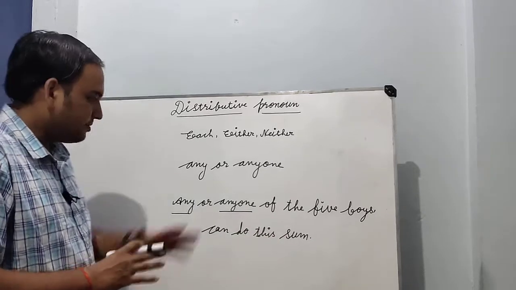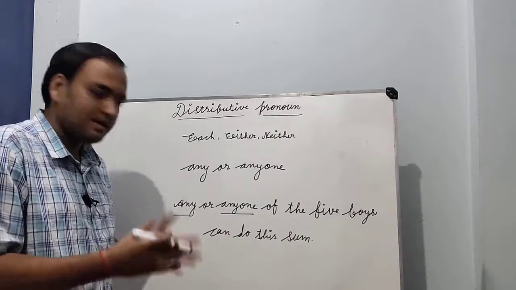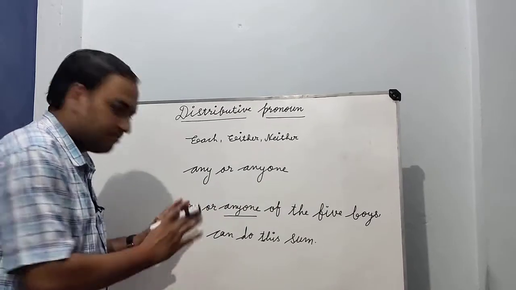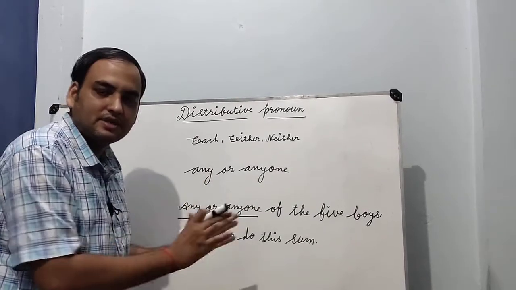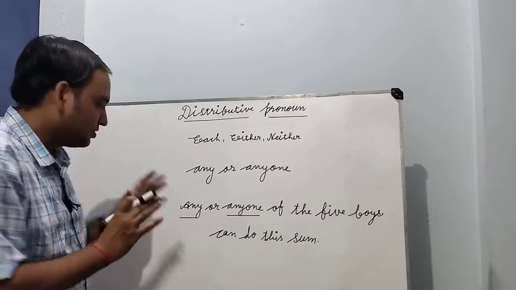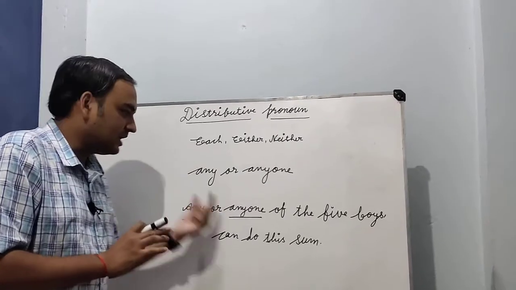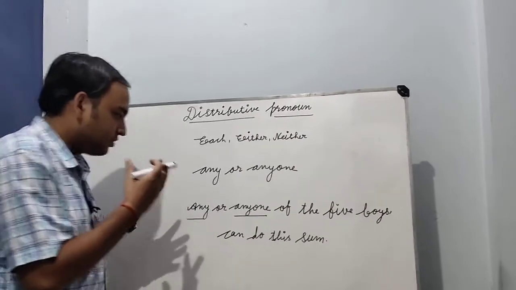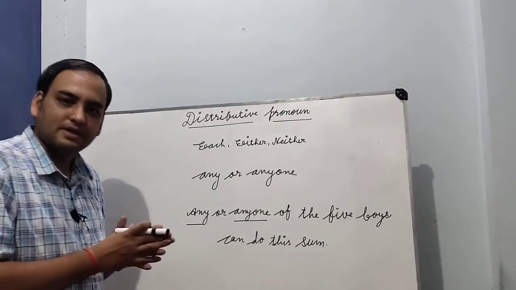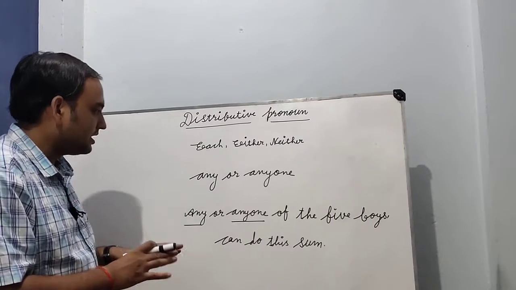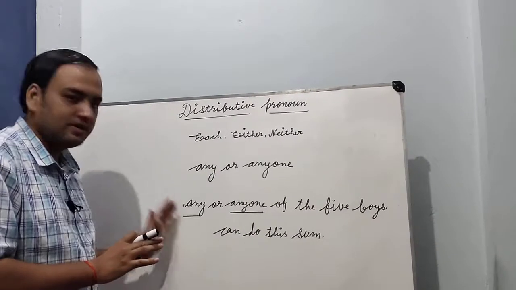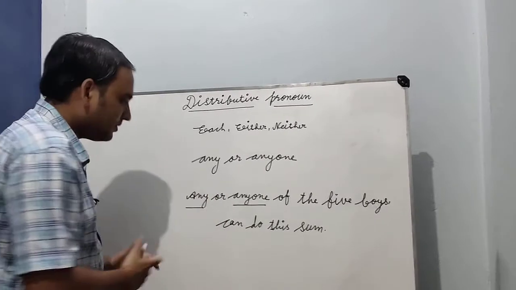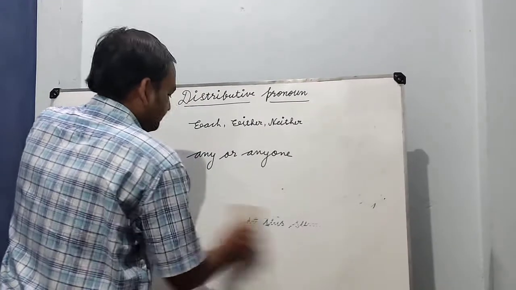It means that any one of the 5, okay, we are talking about more than 2. Any one of the 5 boys can do this question or this sum. Okay, so we will use any or anyone for more than 2 components or things. Okay guys, so it is clear when we use either and when we use any or anyone.